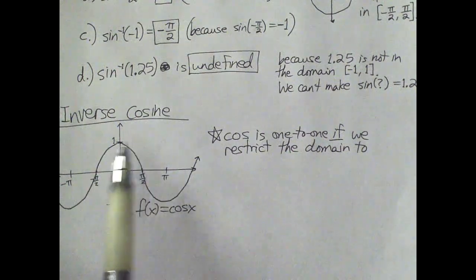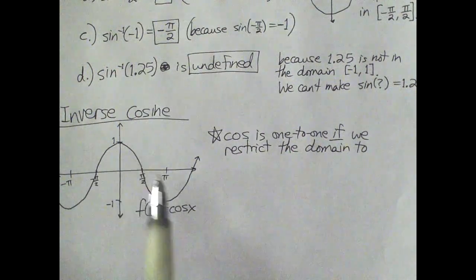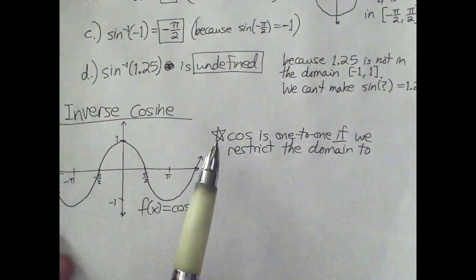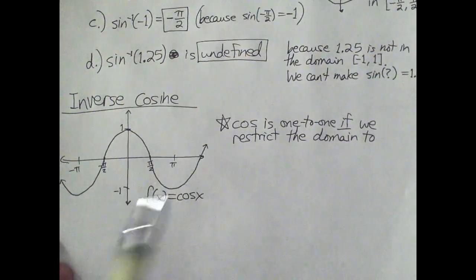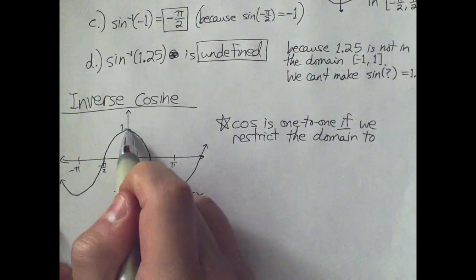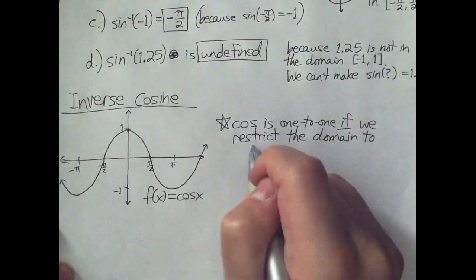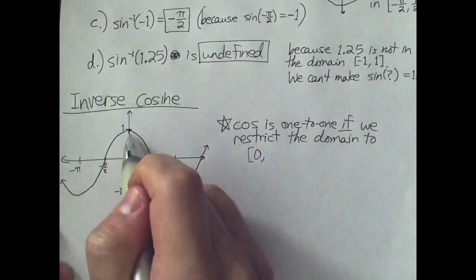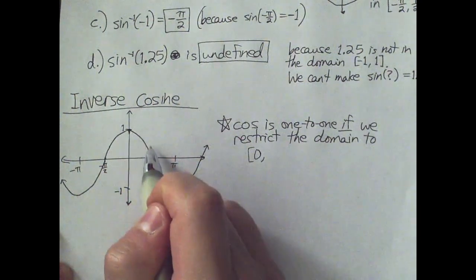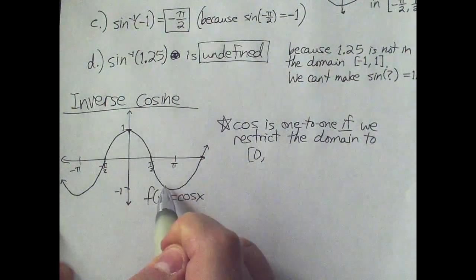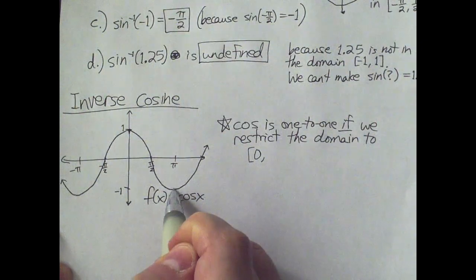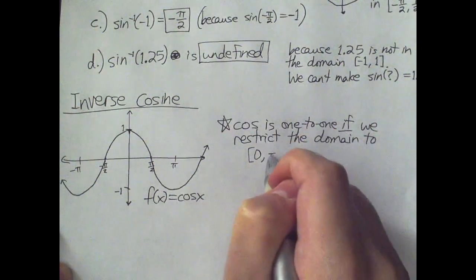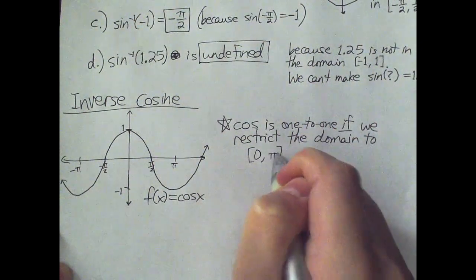We can't use that hill. It fails the horizontal line test. There are some other regions that we could focus on instead. What if we start at 0? How far can we go before we would have an issue with the horizontal line test? We could go all the way to pi. And that's what we do.